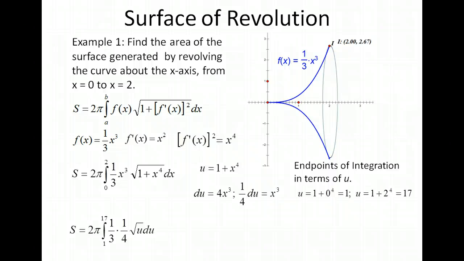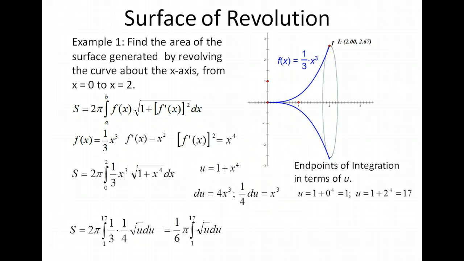Replacing the x to the third with 1/4 du, and our 1 plus x to the 4th with u, we end up with 1/3 times 1/4 times the square root of u du, all multiplied by 2 pi, and our new endpoints of integration at 1 and 17. Let's go ahead and simplify the fraction a little bit. So we have 1/6 pi times the integral from 1 to 17 of the square root of u du.